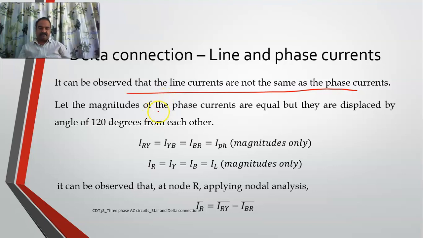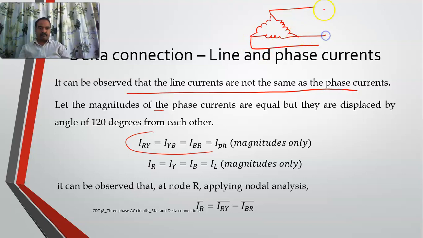Now let us take the phase currents. I'll take this one as IRY. Now this is IRY, this is IYB, and this is IBR. And I'll take this one as the IR current. See, both are not the same, right?